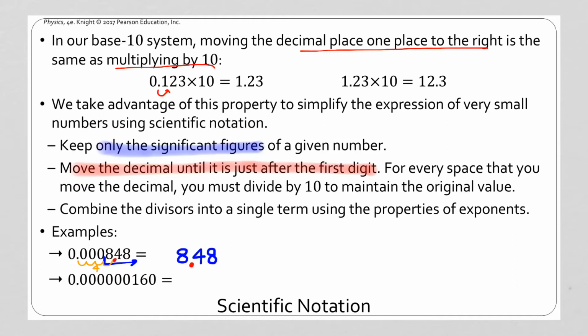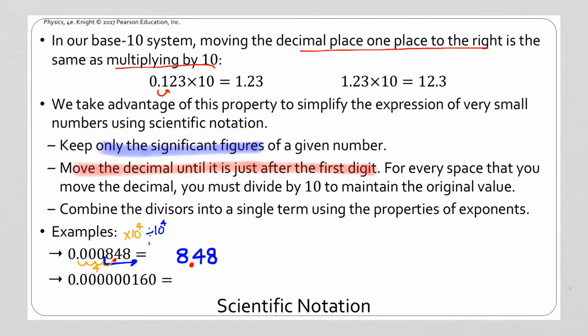And we just said that moving 4 places to the right is the same as multiplying by 10 4 times. So if this motion here is the equivalent of multiplying by 10 4 times, or multiplying by 10 to the 4, what we need to counteract that is to then divide by 10 to the 4 to cancel it out.